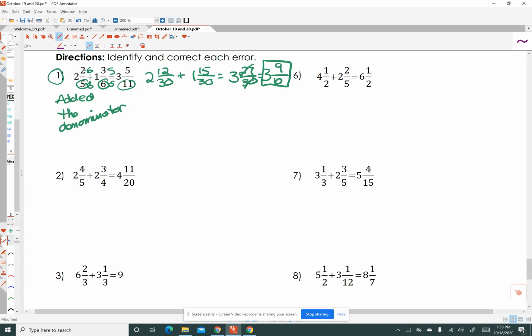Let's change our color. And what did they do here? We have 2 and 4/5 plus 2 and 3/4. And they said 4 and 11/20. I agree with the 20ths, but the whole number appears to be incorrect, because I don't think they're going to end up with 11/20. So the whole number and the numerator is also incorrect.